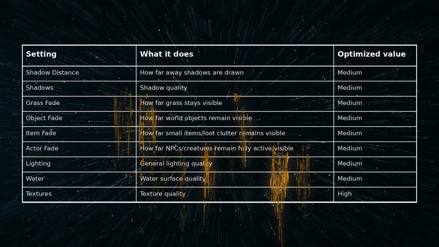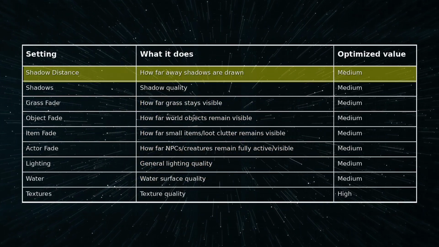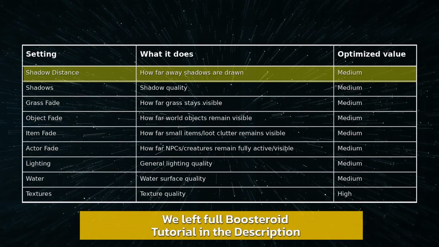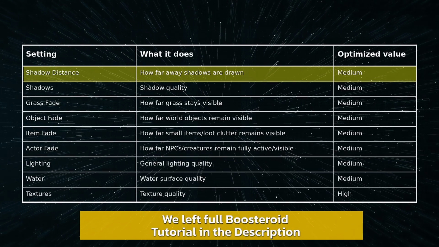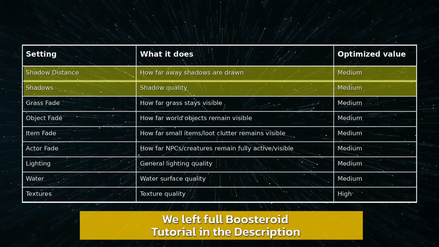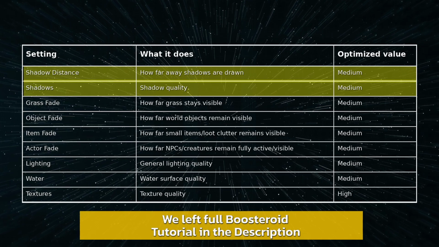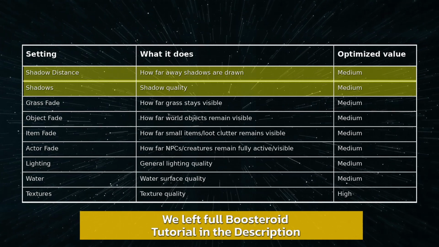The most relevant setting to tweak is Shadow Distance, which can give you from 10 to 30% performance depending on the scene. Set that to medium, and while you're at it, set the shadow quality to medium as well unless you are displeased with the results. I didn't quite like the result in medium, but if you're fine with how it looks, keep it that way.